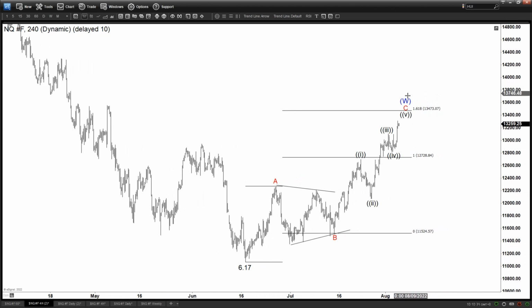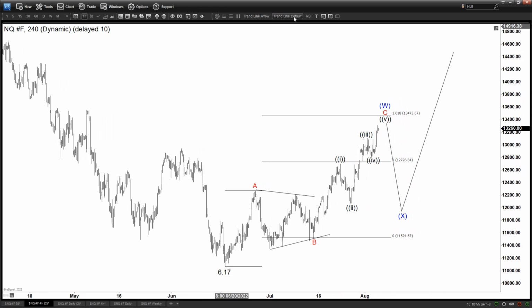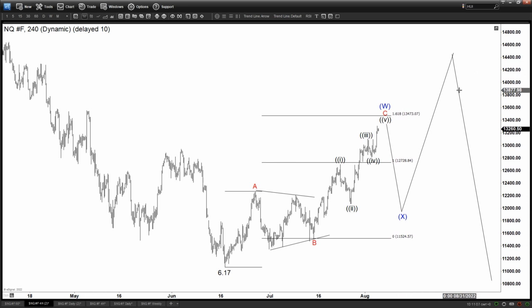But then the fact that this is called W actually gives you a clue what you should be expecting, right? You should be expecting X, and then you should be expecting Y, and because it's a W, that is a corrective structure. So that means once we finish the WXY, potentially at some point the Nasdaq could go down again. The fact that this is not 1, 2 and a W suggests eventually we can go down again, right? If you understand Elliott Wave. So that is basically the expectation right now in the Nasdaq.